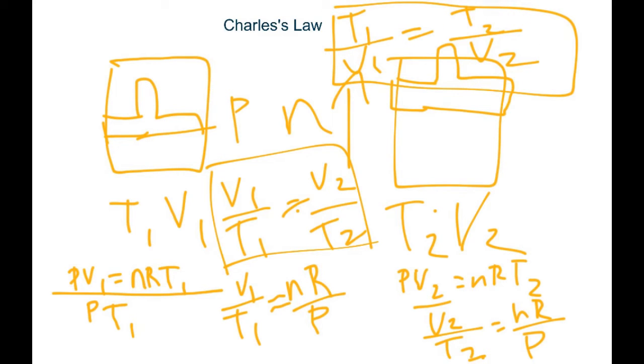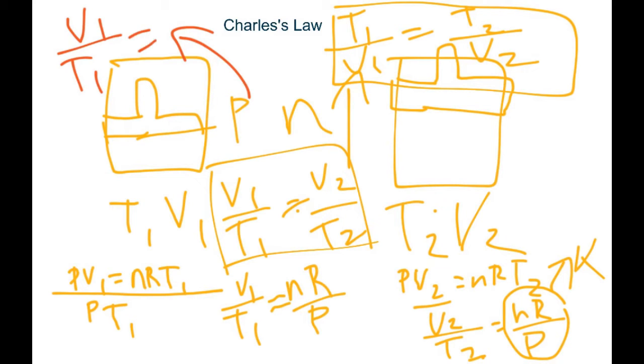And how can we tell what relationship this is? Well, let's just substitute V2 over T2 for not NR over P, but instead K. So if this is K, then we can say V2 over T2 is equal to K, and we can say that V1 over T1 is equal to K. And since we don't really need the ones anymore, we could just say V over T is equal to K, in order to show that the V and T are different and they can be constantly changing.